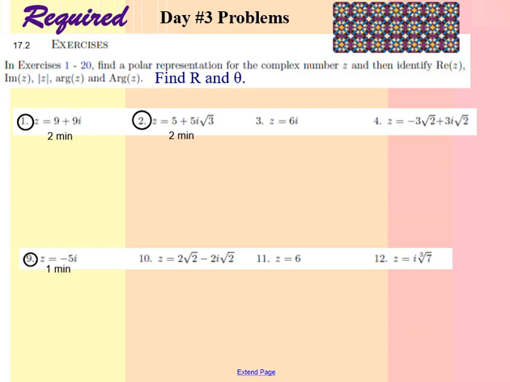Here we are, day 3. It asks you to find a polar representation for the complex number. And then we ask you to just do this. So you actually can cross all that off. All we really need is r and theta. All those other things we're asking you were things like this. What's the real part? 9. What's the imaginary part? 9i. Okay. But what we really care about is r and theta.